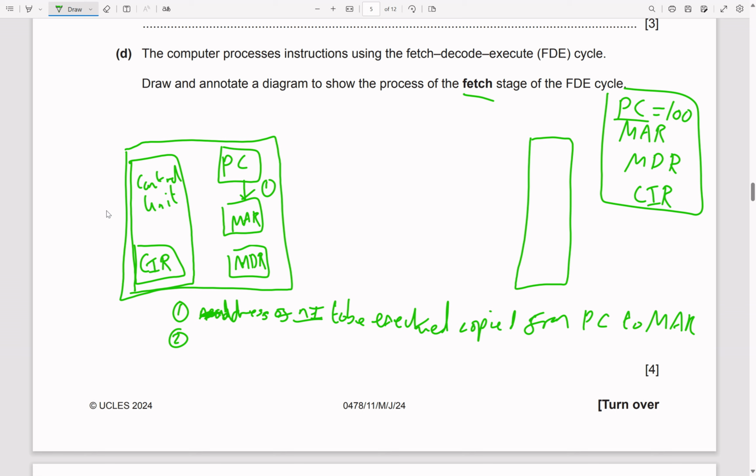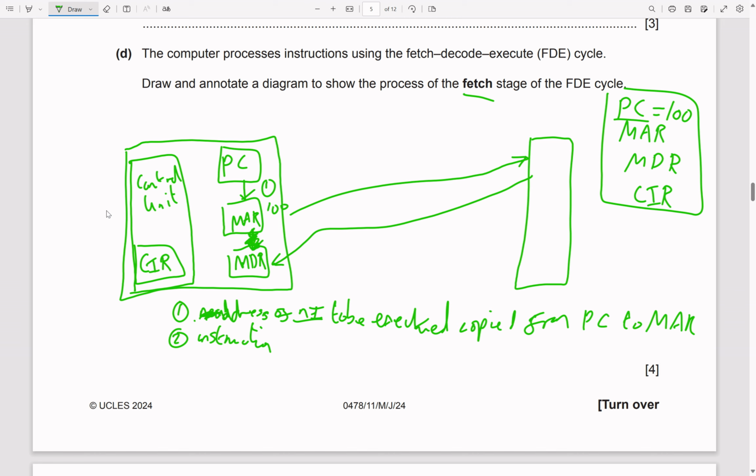Then we want to say stage 2. Basically it's going to be the instruction at the address stored in the MAR is copied into the MDR. So for example, let's say in the MAR we've got 100. Well, what's going to happen then is we're going to go to memory address 100 in RAM, and that's then going to be copied here into the MDR.